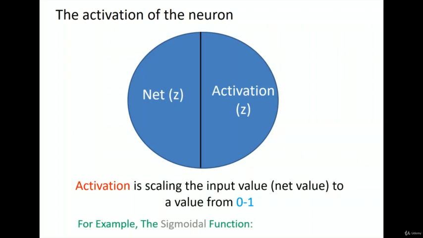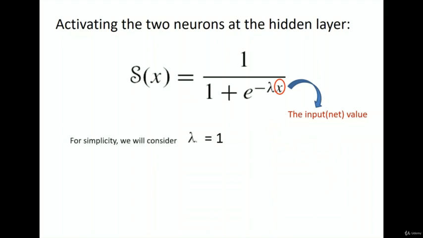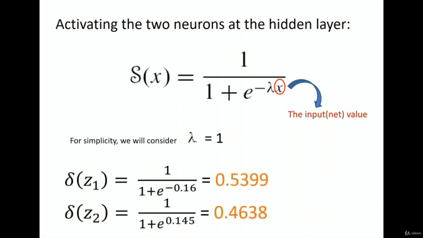This is the equation of the sigmoid activation function, if you recall from the activation functions lecture. What we're going to do in this case is plug in our Z here and get the activated output. So X here is the net input value, which is Z, as we saw before. And lambda here is just a scaling factor. For simplicity, we're just going to consider this as 1. So let's go ahead and plug in Z1 and Z2 in our activation function.